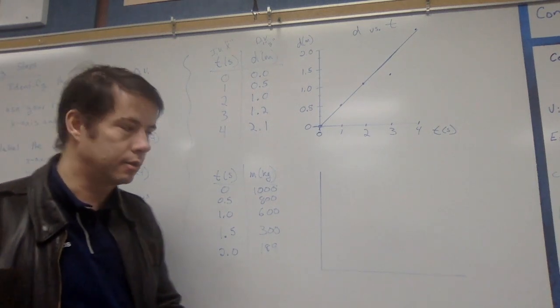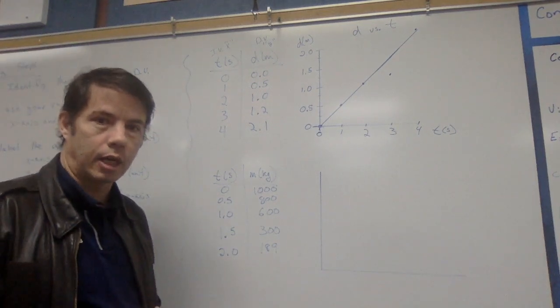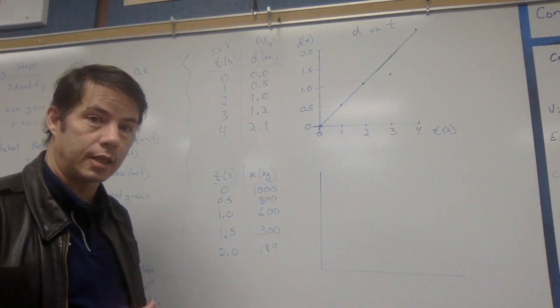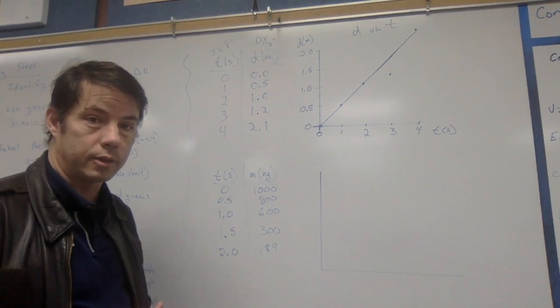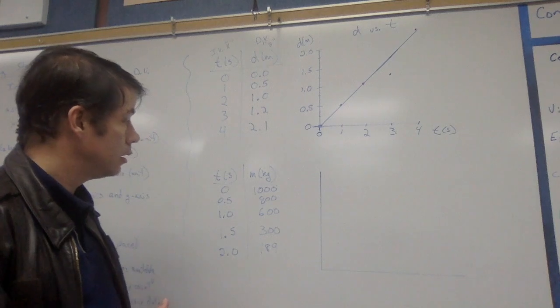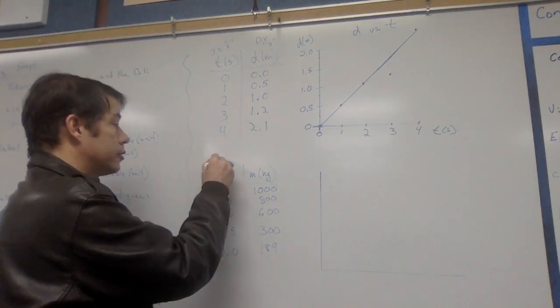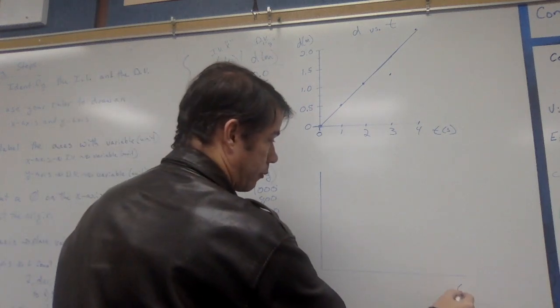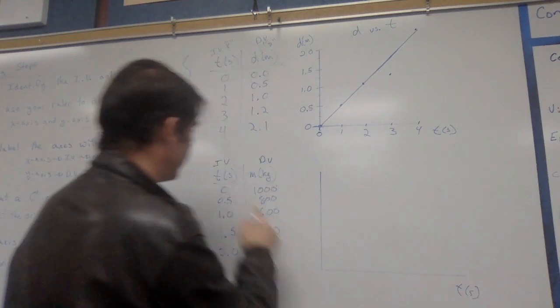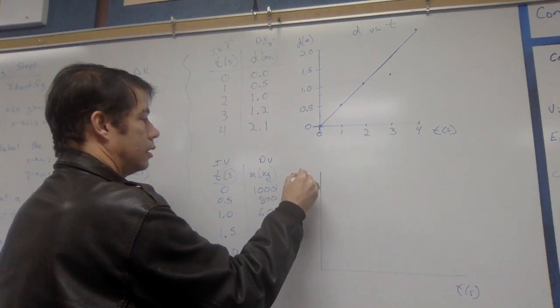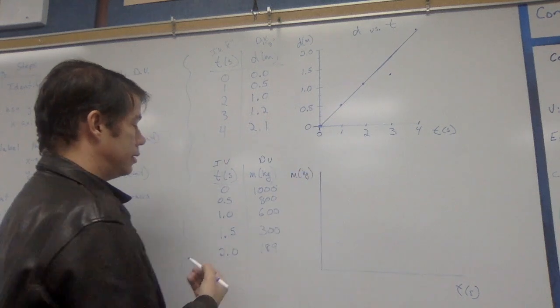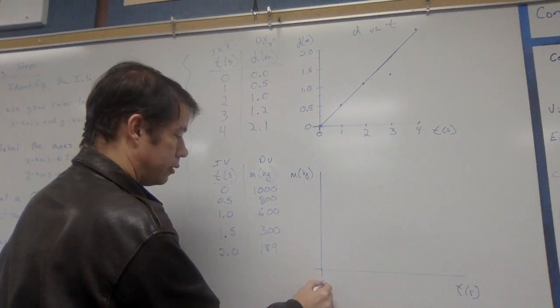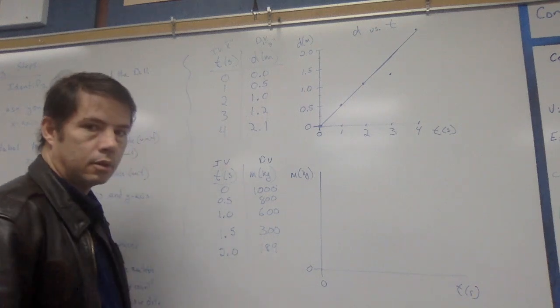Okay, welcome back. Let's graph this. I'm going to go fast just so you can see how this should work. So, first thing, IV, DV. I'm going to label my axis before I forget. Time is the independent variable. Mass in kilograms is the dependent variable. I'm going to put my 0, 0, and 0. Okay?